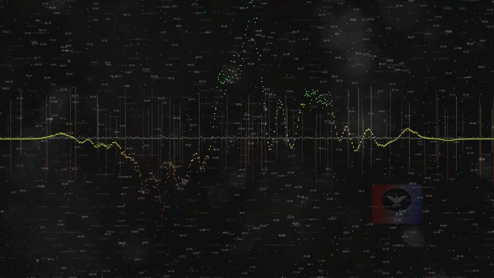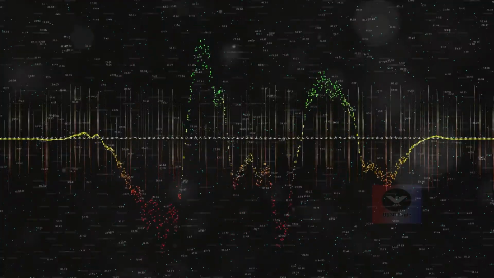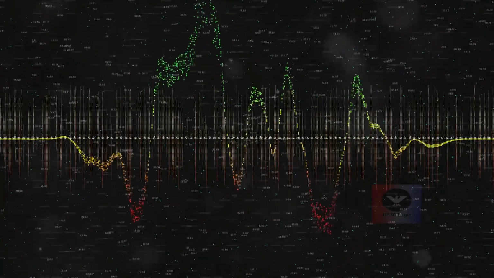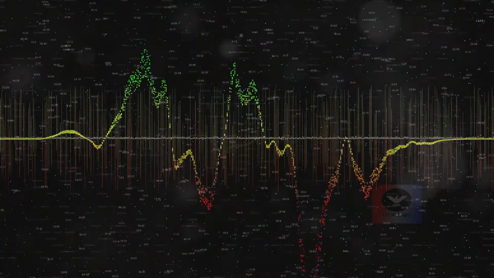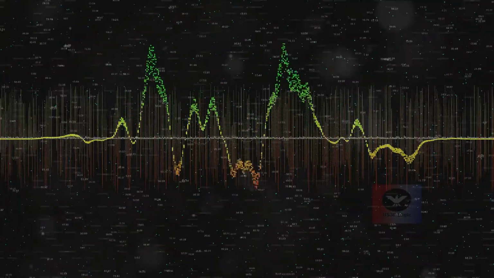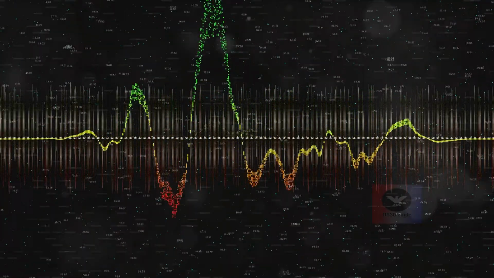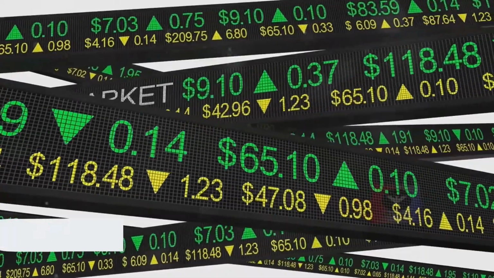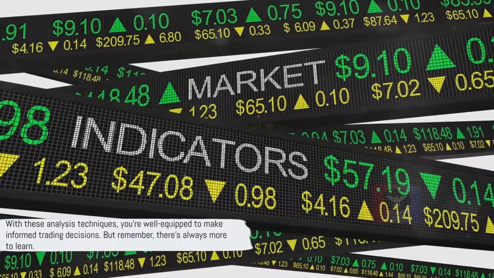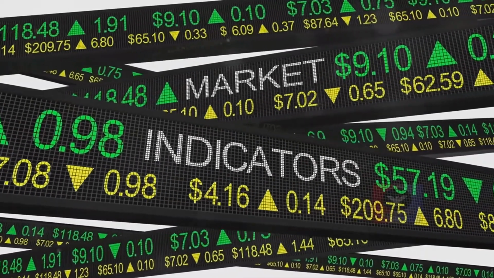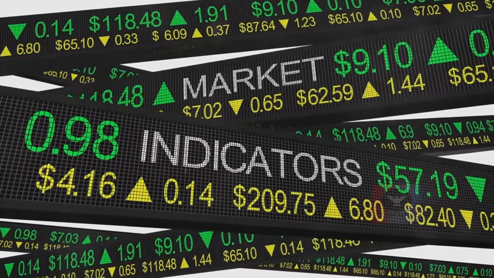Lastly, we have indicators. These are mathematical calculations based on a security's price and volume. They help traders identify where the price could be heading. Some of the popular ones include moving averages and relative strength index. With these analysis techniques, you're well equipped to make informed trading decisions, but remember, there's always more to learn.